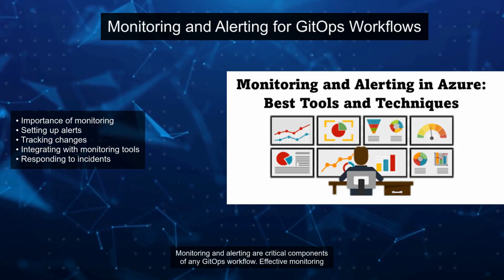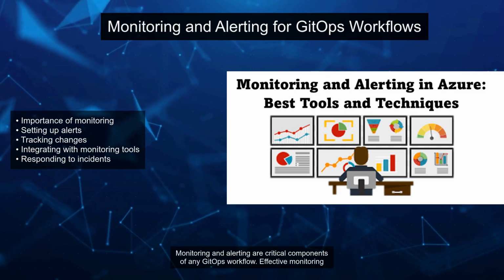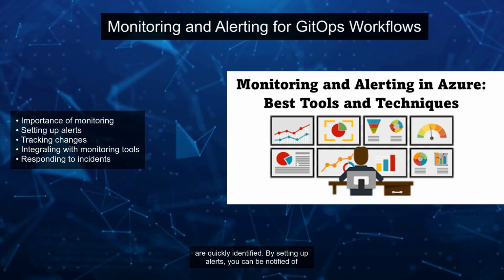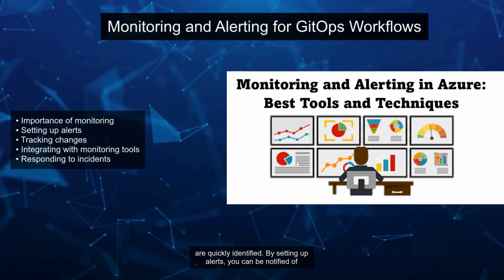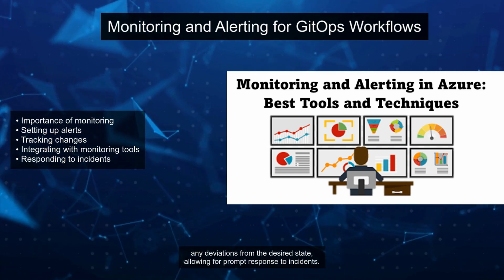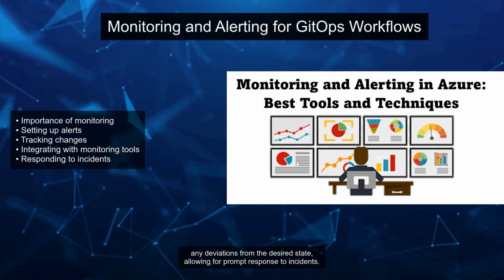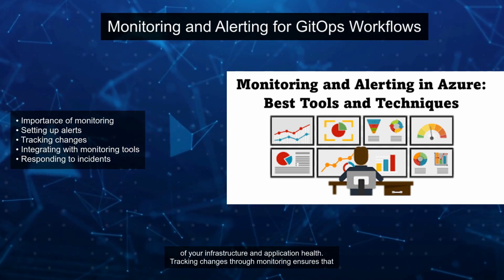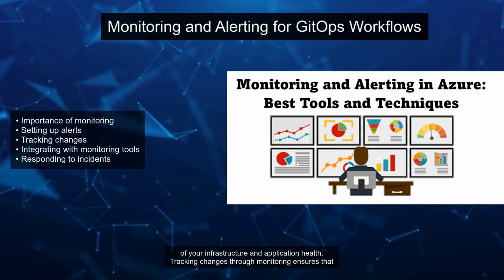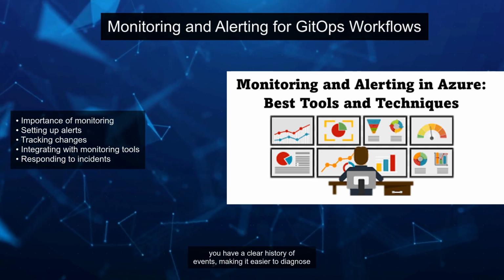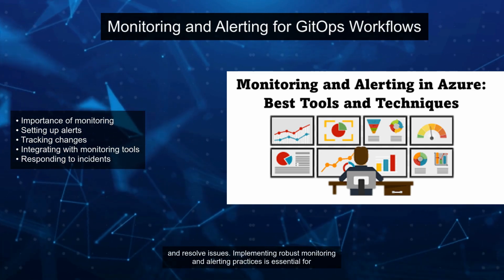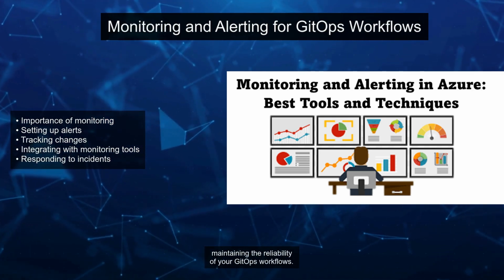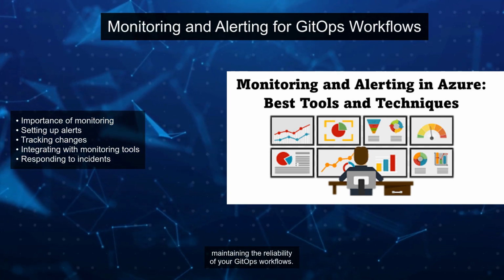Monitoring and alerting are critical components of any GitOps workflow. Effective monitoring ensures that your deployments are running as expected and that any issues are quickly identified. By setting up alerts, you can be notified of any deviations from the desired state, allowing for prompt response to incidents. GitOps tools can integrate with popular monitoring solutions, providing a comprehensive view of your infrastructure and application health. Tracking changes through monitoring ensures that you have a clear history of events, making it easier to diagnose and resolve issues. Implementing robust monitoring and alerting practices is essential for maintaining the reliability of your GitOps workflows.